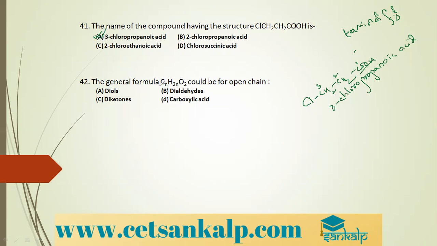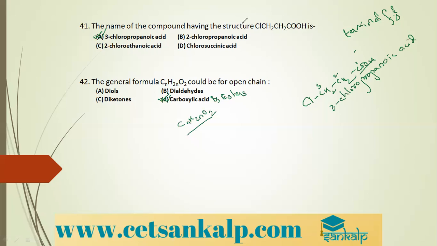The general formula CnH2nO2 could be for an open chain. When O2 comes, there are 2 oxygen atoms involved, so it is for carboxylic acids. You should know the general formulas of all the compounds. This formula is for carboxylic acids as well as esters.